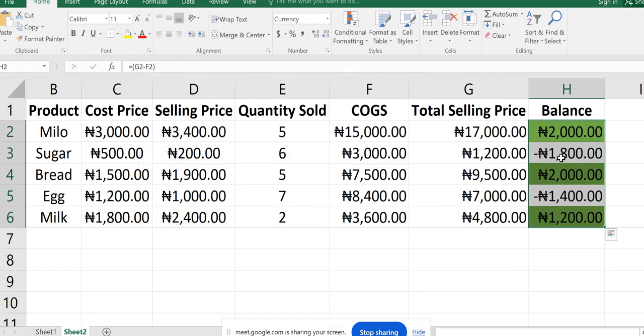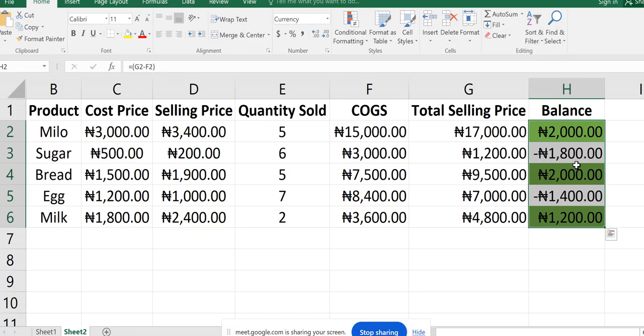Now can you see what happened? Ibidun, can you tell me what happened here? It already indicated the profit with the green color. So now, automatically we already know anything minus in business means loss.